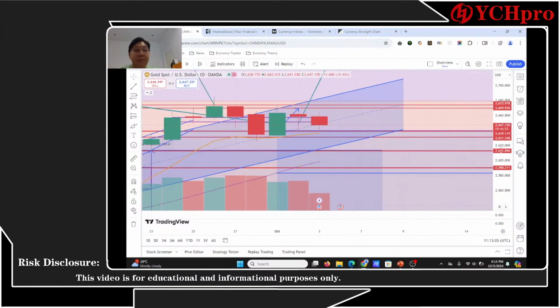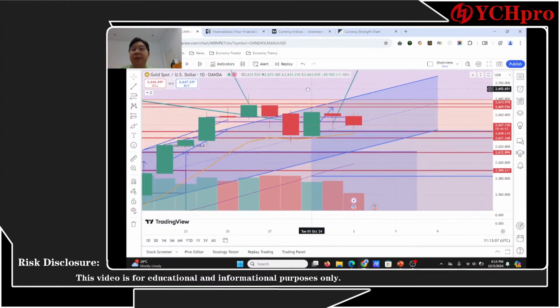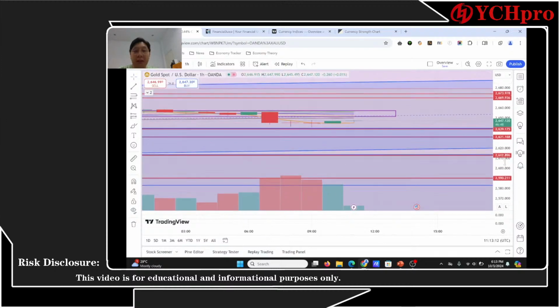Okay, so let us view the shorter time frame, as I know that most of you guys are short-term traders.